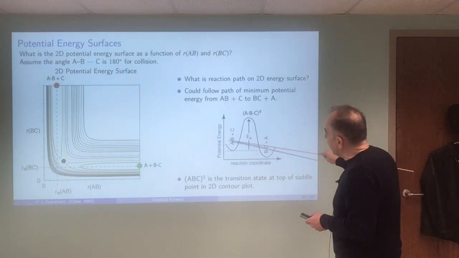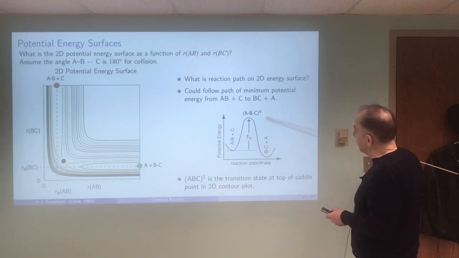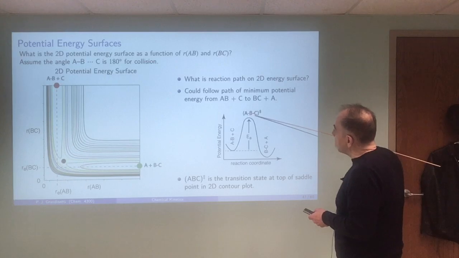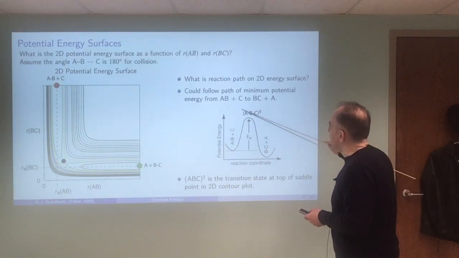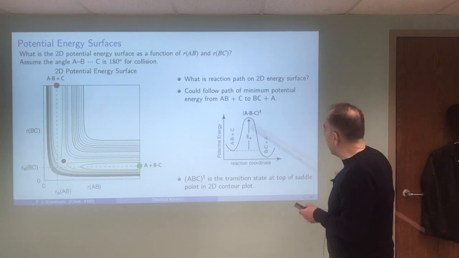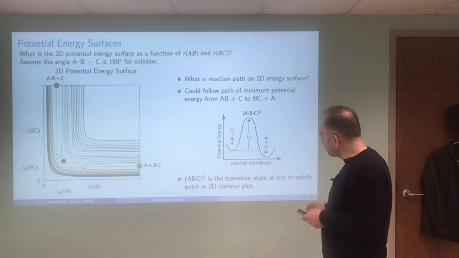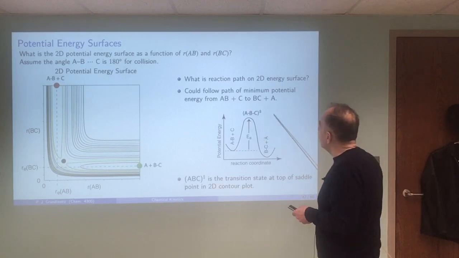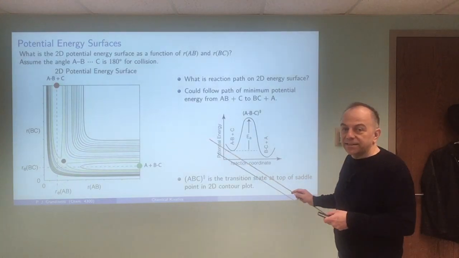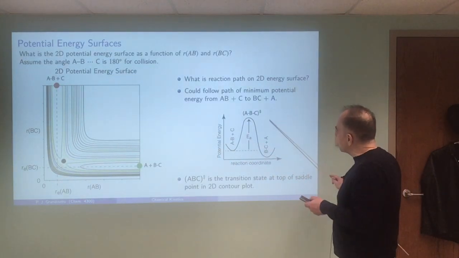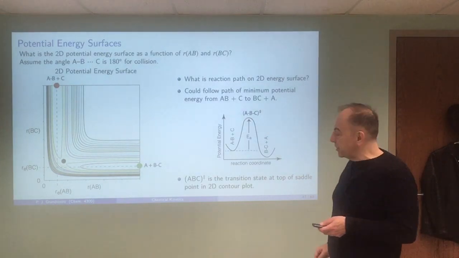On this side I have AB with C coming at it, and now I have BC with A leaving. At this point right here, corresponding to this black dot, I have what's called the transition state, the state where A, B, and C are the closest, and that's at the saddle point of the contour plot. What we're going to do with transition state theory is describe the kinetics, the rate constant for this reaction, in terms of the thermodynamic properties of this transition state.